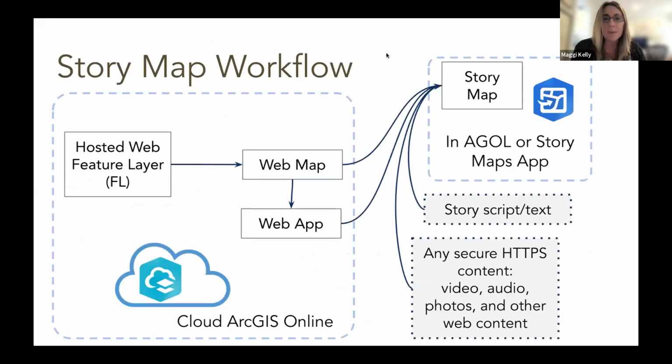Quick sneak peek at the workflow here in a sort of schematic form. You're going to be working in ArcGIS Online. You're going to be creating or accessing cloud-based data, hosted web feature layers. You're going to create web maps and web apps, and those are going to be fed into the Story Map app, in addition to the story script and the text and any other content. So you're going to be pulling this stuff into your Story Maps app to create it.